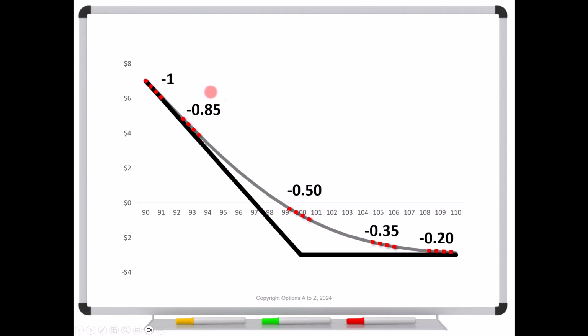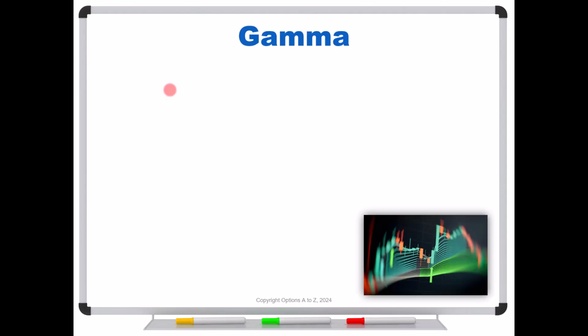Moving from minus 0.85 to minus 1 is a decrease in your delta. All right, so what about gamma? Well, gamma simply measures the rate of change of the delta. So this is the only Greek that doesn't measure the change in the option's price. It's measuring the change of your delta, and sometimes it's called the delta of the delta.